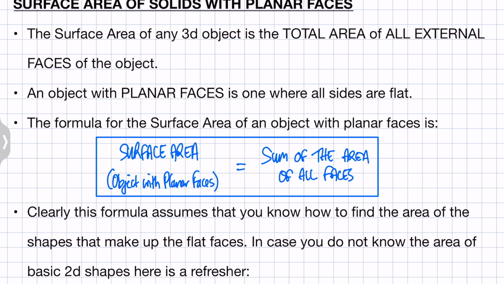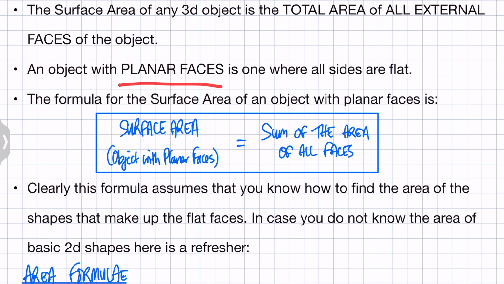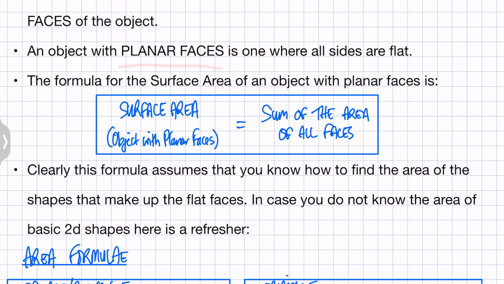So an object with planar faces is one where all the sides are flat. So this is my first formula for you. The surface area of an object with planar faces is equal to the sum of the area of all the faces. Which operation in maths am I talking about when I say sum? Is it add, subtract, times, or divide? Good. So if you didn't know that, put a little star, adding.